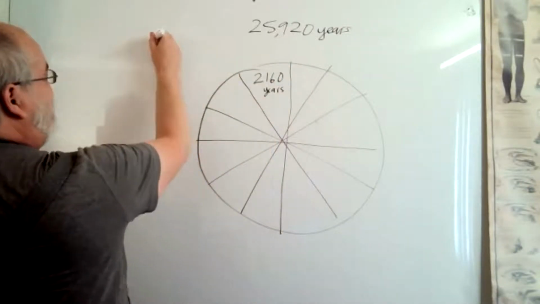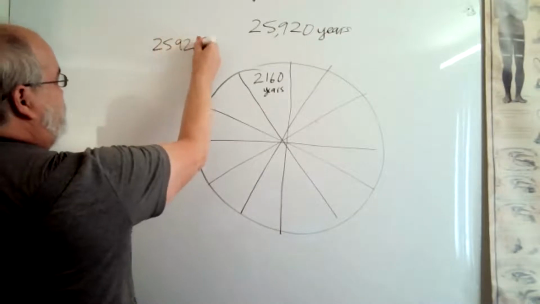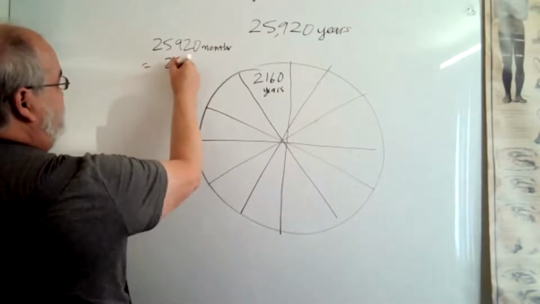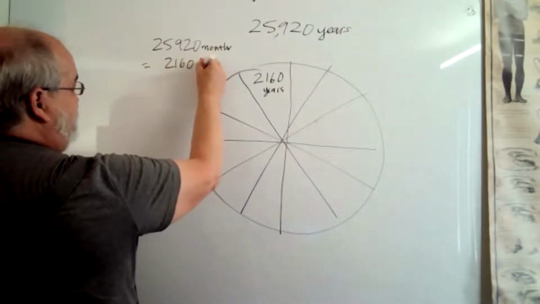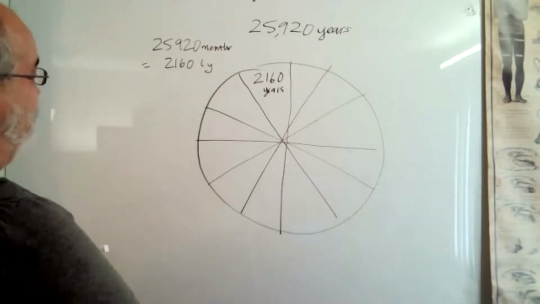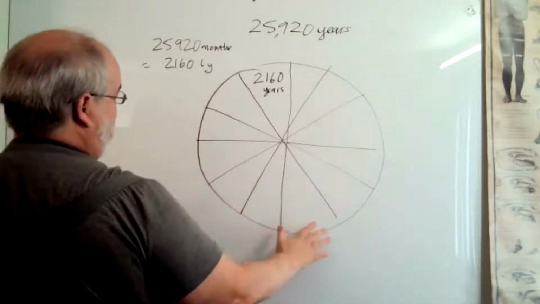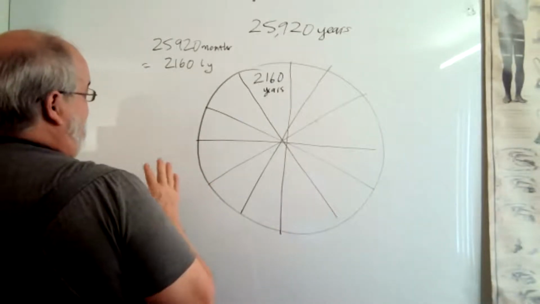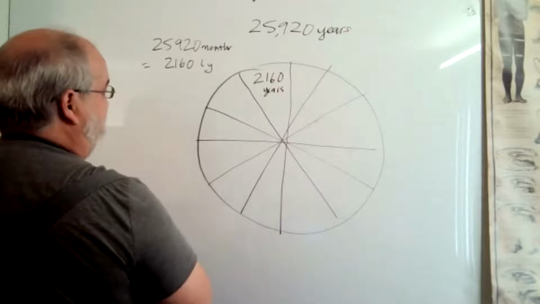Now, the fact is, though, that 25,920 months equals 2,160 lunar years, right? But these are solar years. I'm not going to have time today to really get into the nitty gritty of this.